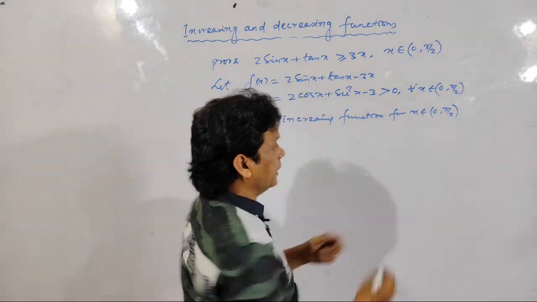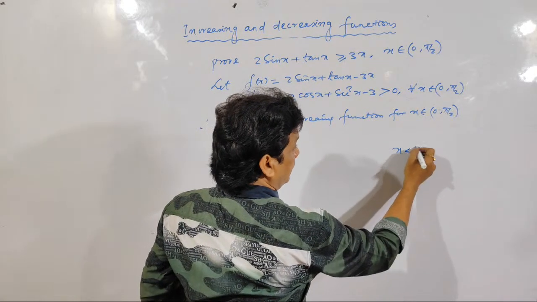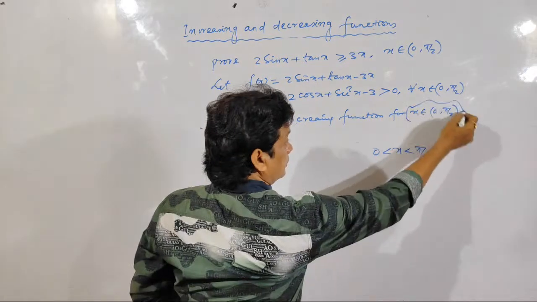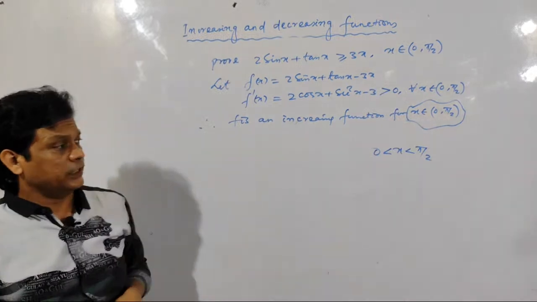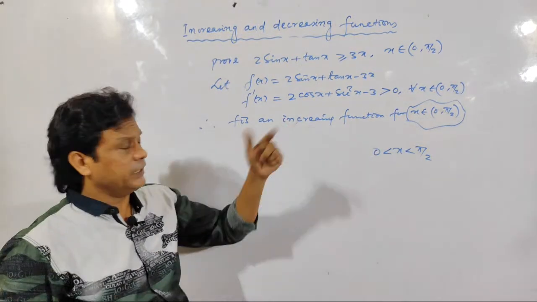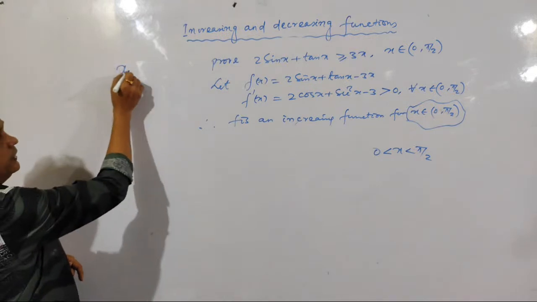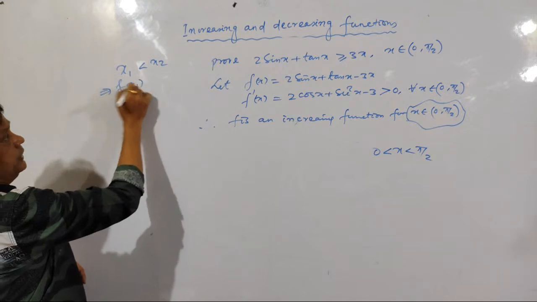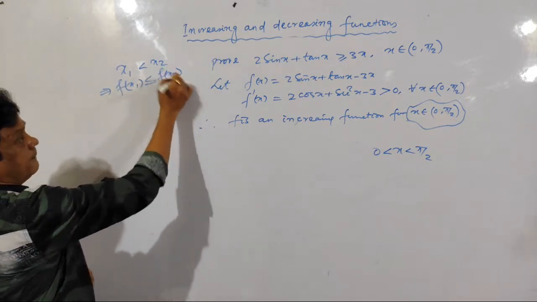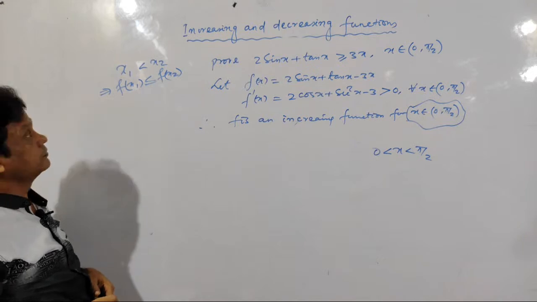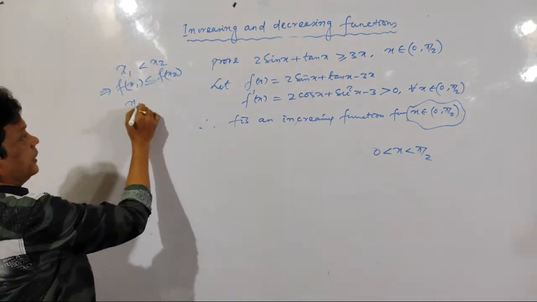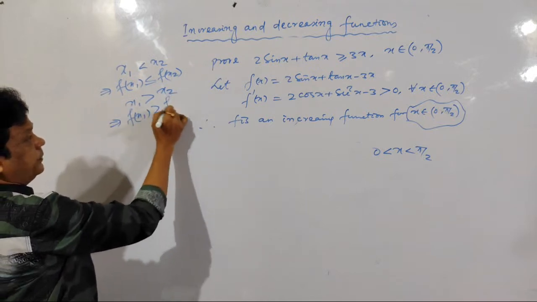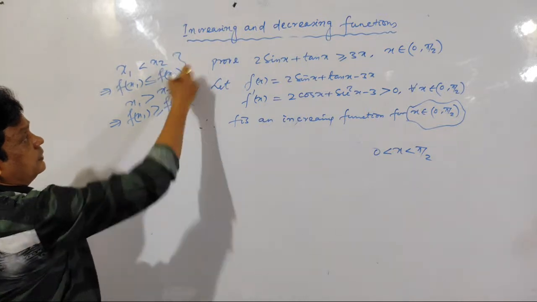And what is the meaning of this? The meaning of this is x is less than pi by 2 and greater than 0. And now what is the definition of an increasing function? The definition of an increasing function is, if x1 is less than x2, then it implies f of x1 is less than or equal to f of x2. Like this. Therefore, alternately we can write, if x1 is greater than x2, that implies f of x1 is greater than or equal to f of x2. We can write like this for an increasing function. Either this one or this one.